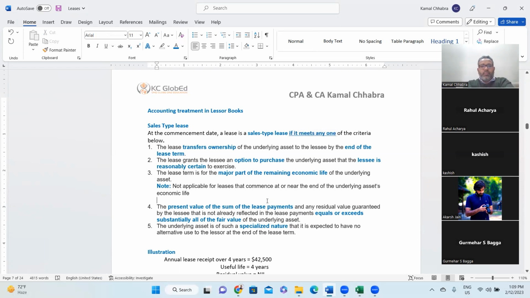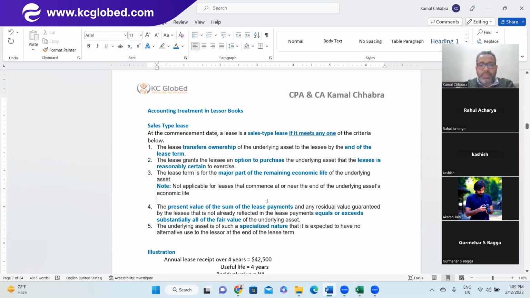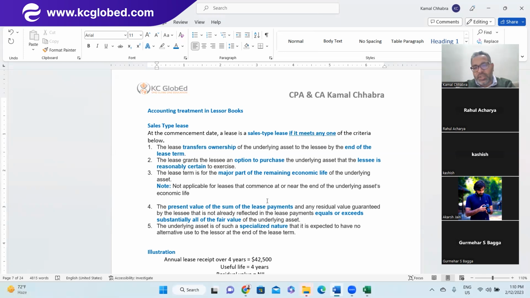Okay, so the fourth point is the present value of the sum of the lease payment and any residual value guaranteed by the lessee that is not already reflected in the lease payment equal to or exceeding substantially all the fair value. Substantially means more than 90%. 90%, right? Fifth is the underlying asset is of such specialized nature that it is expected to have no alternative use. No alternative use means?